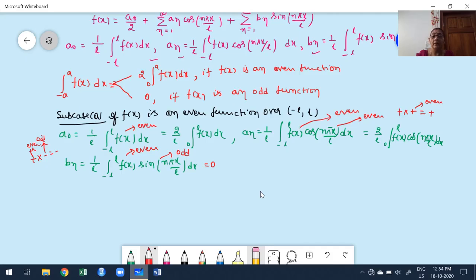Okay. Now, in the next step, if f of x is an even function over the interval minus L to L, what is our actual Fourier series formula after the simplification?